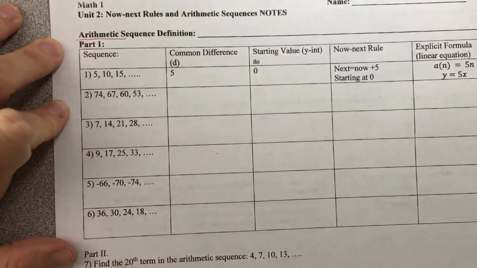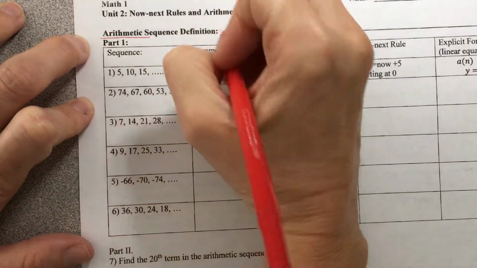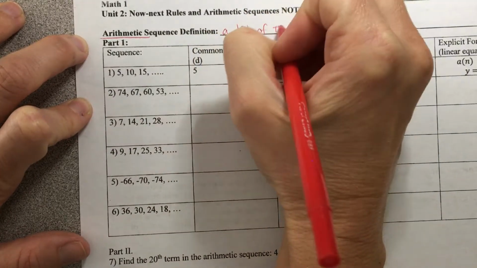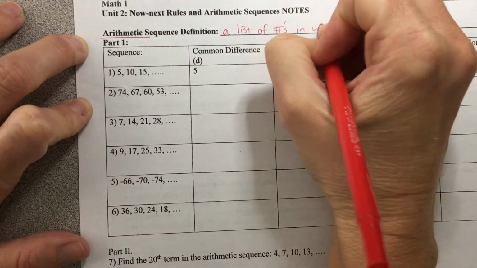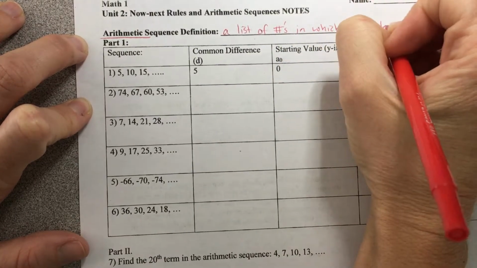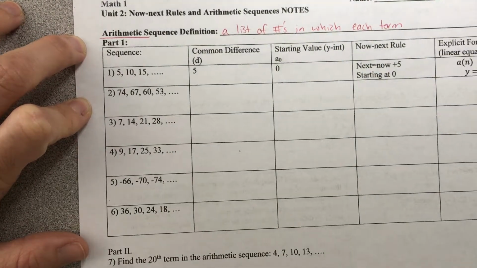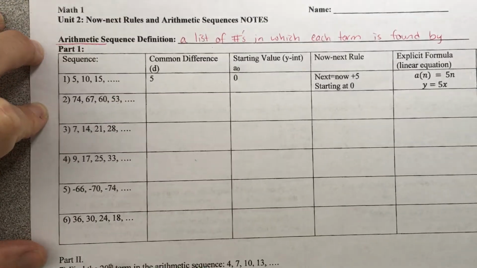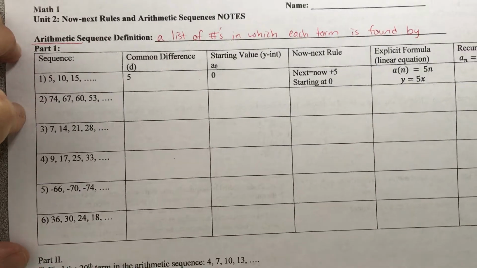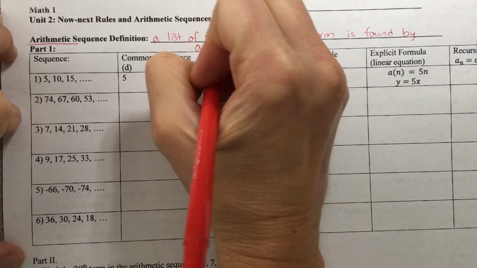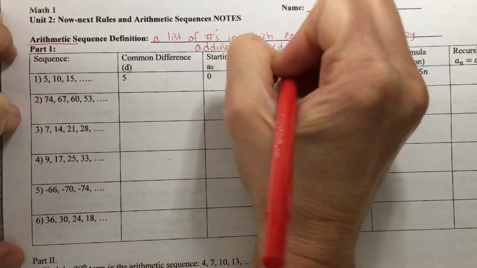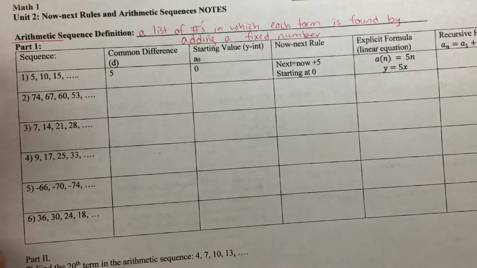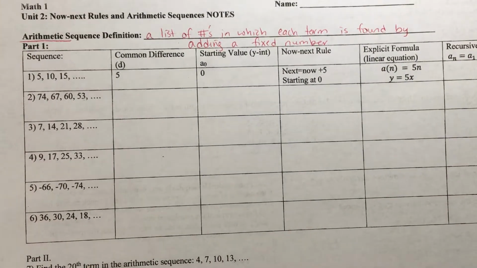Today we are doing arithmetic sequences, and the definition of that is a list of numbers in which each term is found by adding a fixed number. So, a list of numbers in which each term is found by adding a fixed number.